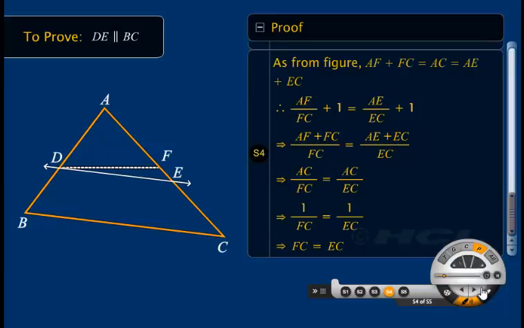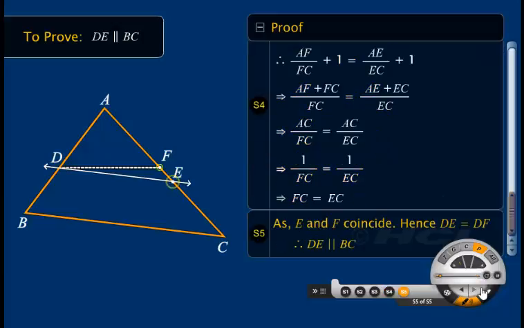Add one to both sides and simplify. We get FC equals EC. This is possible only when E and F coincide. In other words, E and F denote the same point. If E and F coincide, then DE coincides with DF, and thus we can say that DE is parallel to BC.